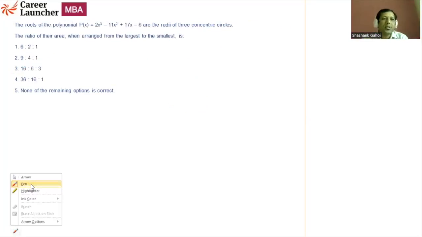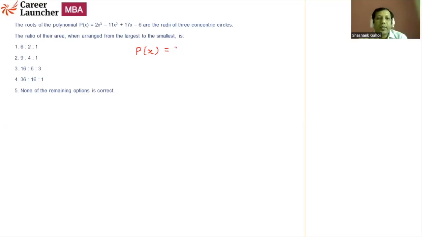Let's start this question. What does it say? The roots of the polynomial are the radii of 3 concentric circles. So I can say that p(x) is equal to 2x cube minus 11x square plus 17x minus 6. And this is a cubic polynomial, so it has 3 roots. So alpha plus beta plus gamma is going to be minus b upon a. So that comes out to be 11 by 2.